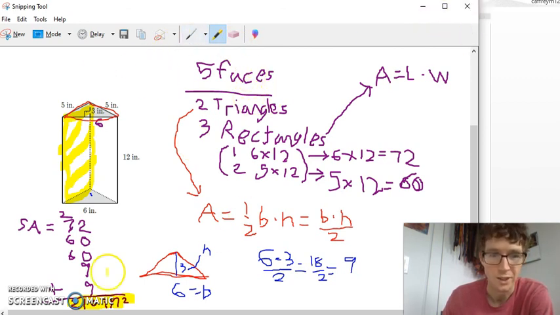All right, so hopefully that'll help you guys out with solving the rest of these problems. Again, for any surface area problem, you really want to break it down into each of the faces. So how many shapes are there and what shapes are there? For a triangular prism, you know you have 2 triangles and 3 rectangles.